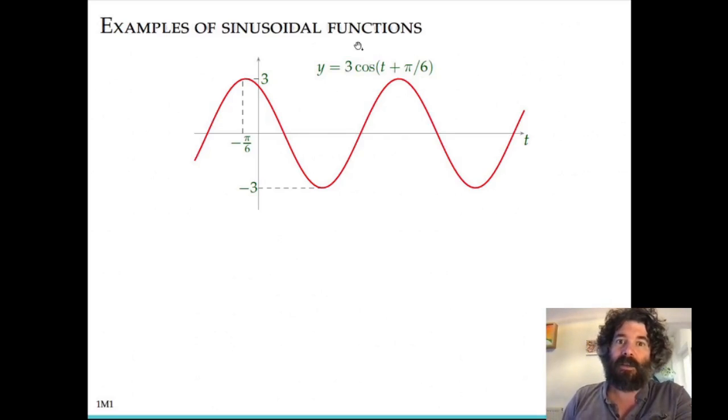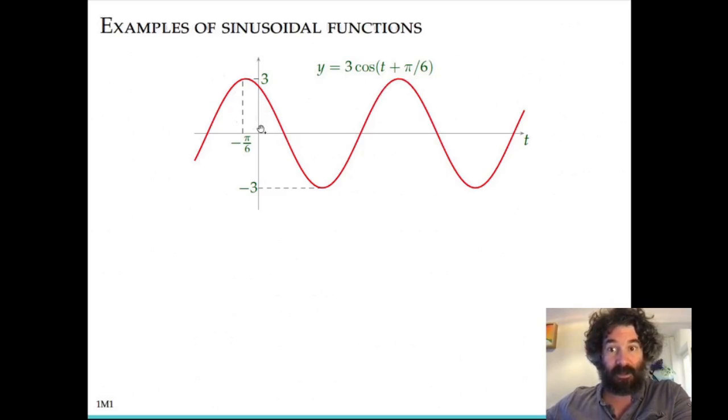The top one is y equals 3 times cosine of t plus pi over 6. You note that the amplitude is 3, so the tops of the oscillations are at 3, and the bottom is at -3. The angular frequency is just 1 radian per second, and the phase is pi over 6. This corresponds with the fact that the cosine wave is moved over by pi over 6.